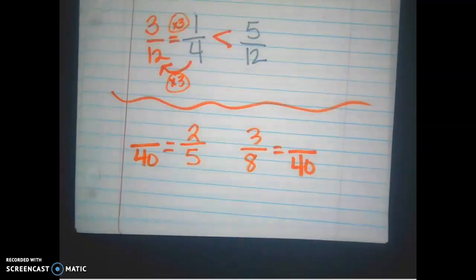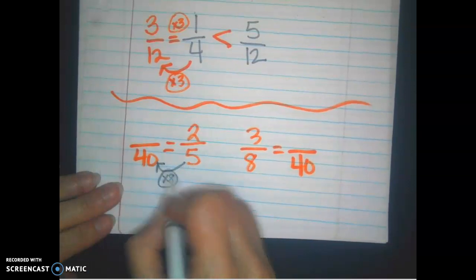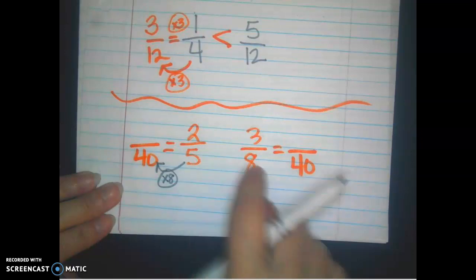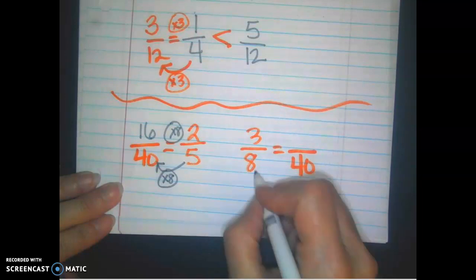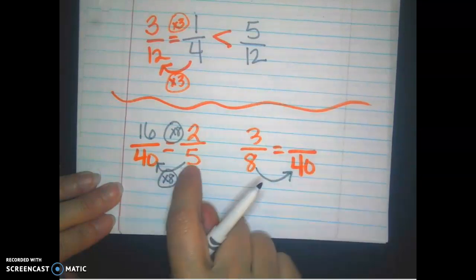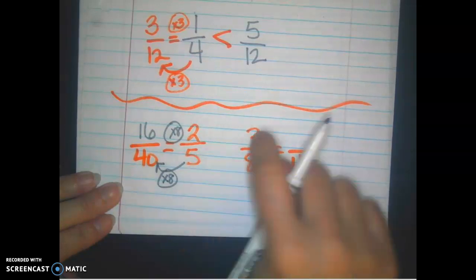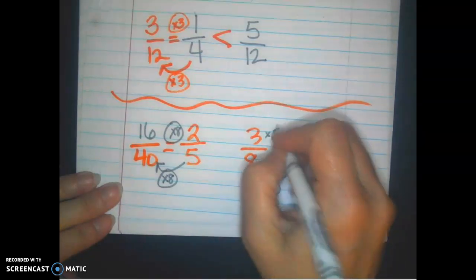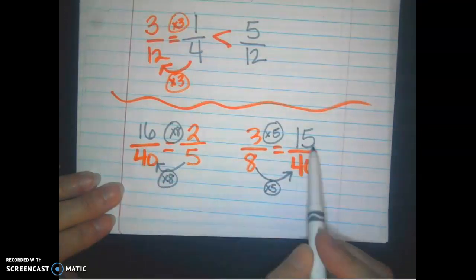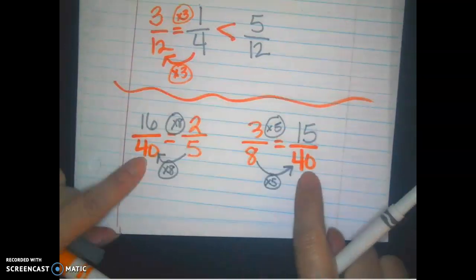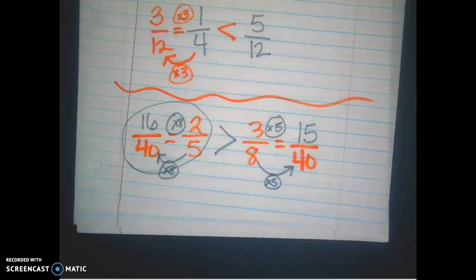And then you're going to multiply. How can I get from 5 to 40? Let's multiply by 8. I'm multiplying by this number here, so essentially I'm multiplying the 8 times the 2, which is 16. And then to get from 8 to 40, I'm multiplying my 5 times 8 to make 40. So then I'm going to multiply 5 times 3 to get my numerator. 5 times 3 is 15. And then I can compare these. 16 is bigger than 15. Since they have the same denominator, I just compare my numerator. So this one is bigger. So 2/5 is greater than 3/8.